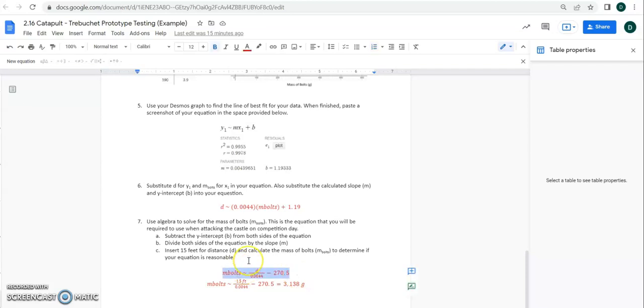And then lastly, it's good practice to check to make sure your equation is reasonable. So put any number you want, but I put 15 feet, which is a good number, into your equation for distance and make sure the mass of bolts that you get makes sense. Like if I got 1,000,000 for this, or if I got 1 gram, that wouldn't make any sense at all. So you need to make sure that makes sense.